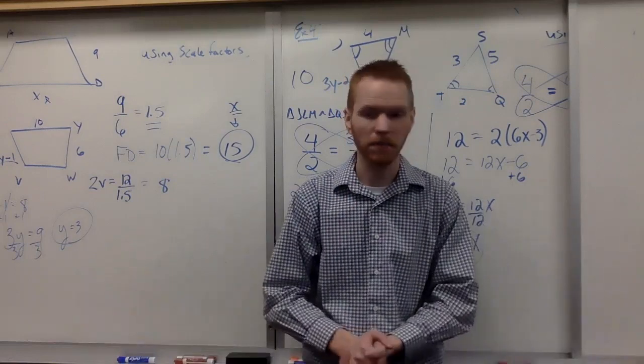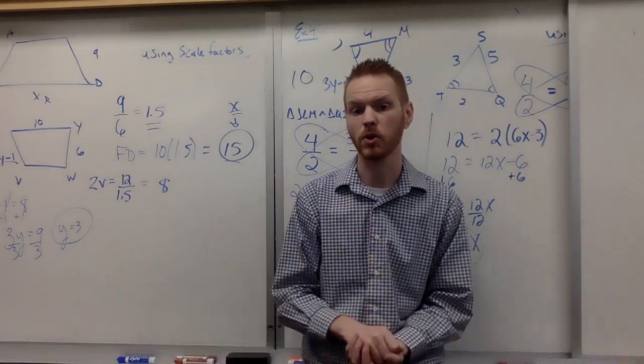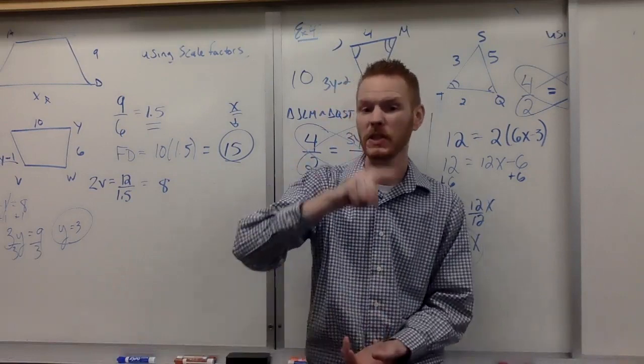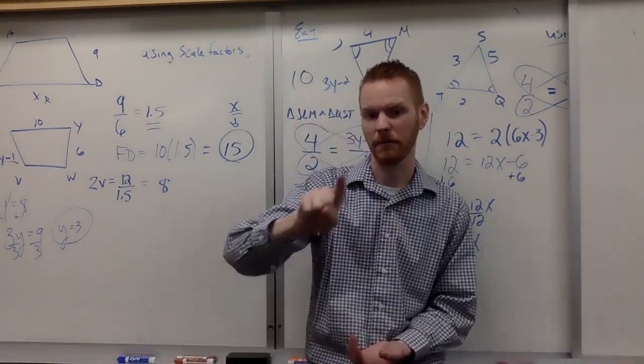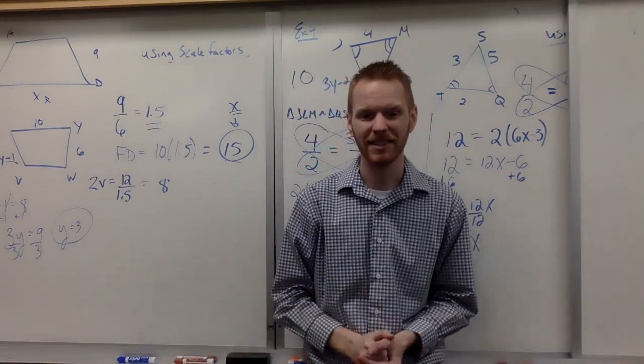And just to finalize things, remember, to be similar, the angles have to be congruent and all the sides are proportional, meaning that all the sides will multiply by the same scale factor, okay? That's it, guys. That's part 1 of this lesson.